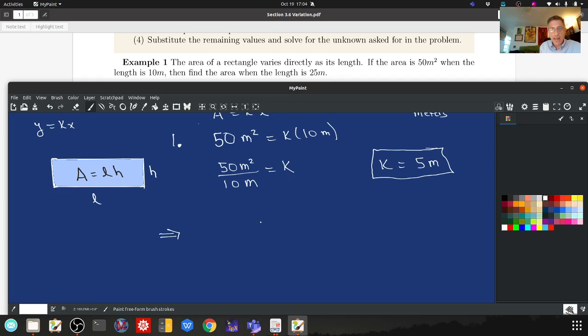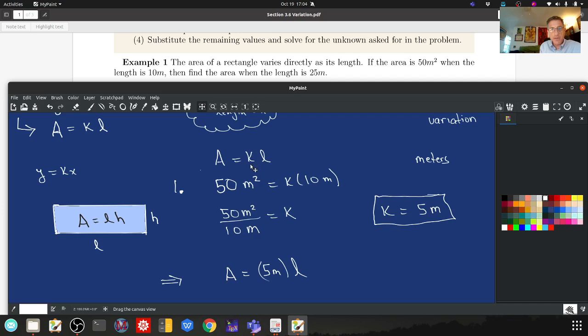So I have my equation. A is equal to 5m times L. So how did I get that? I was solving for k, and I found that k is equal to 5m, and I just replaced k with 5m. So now it says find the area when the length is 25 meters.